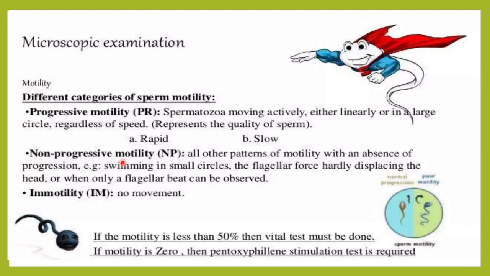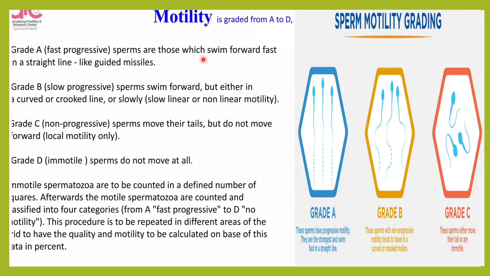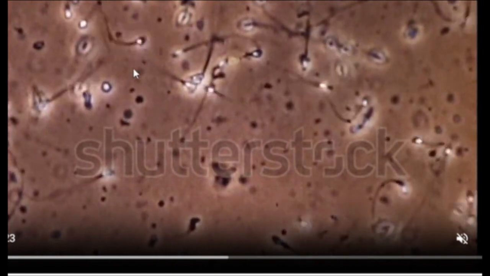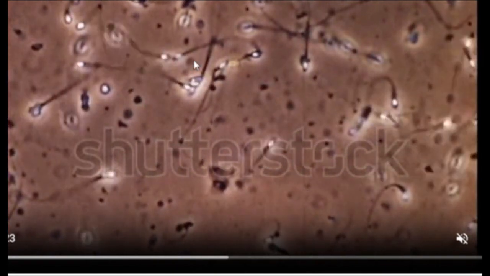Suppose the motility of the sperms is less than 50%, we need to do other tests like sperm vitality, etc. Sometimes the same thing is classified as grade A, grade B, grade C and grade D. Grade A is fast or rapidly progressive, grade B is slowly progressive, grade C is non-progressive and grade D is immotile sperms.